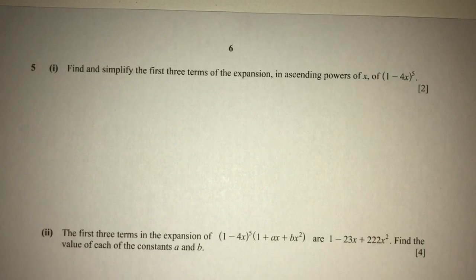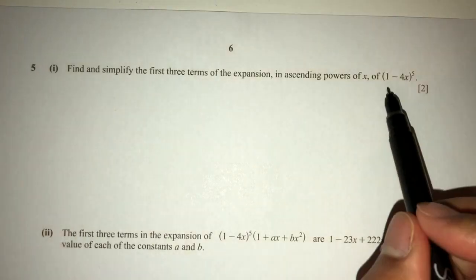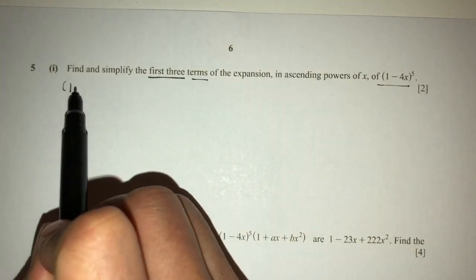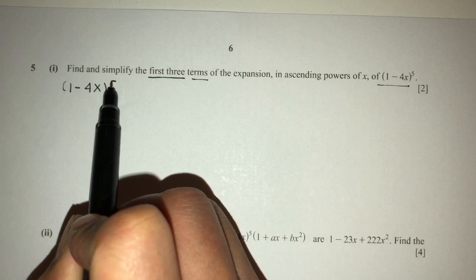Now let's move on to question number 5. Find and simplify the first 3 terms of the expansion in ascending powers of x. So the first 3 terms of the expansion. Let's do one by one. So we have (1 minus 4x) to the power 5.